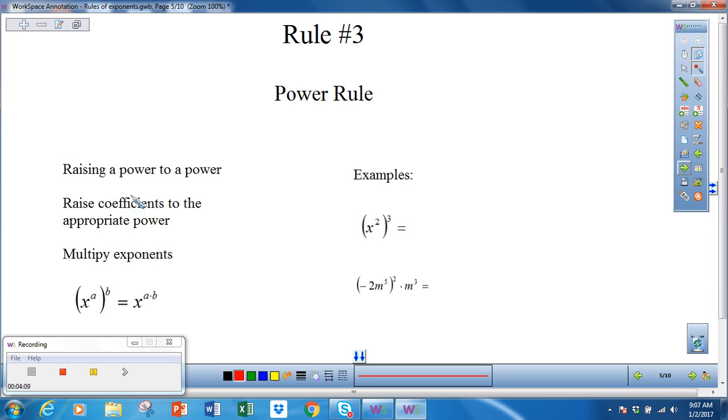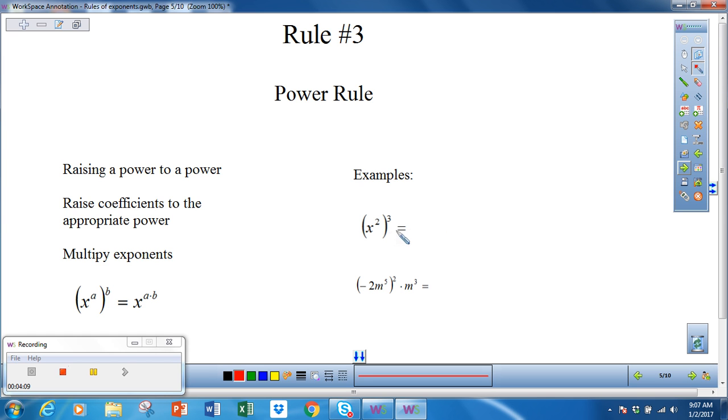Rule 3 is the power rule. Power rule is when we raise a power to a power. We always treat coefficients the way we always have, so we're going to raise the coefficients to the appropriate power, but now we're going to multiply the exponents. In that second column in your notes where it has x to the a to the b, we're going to write that as x to the a times b.